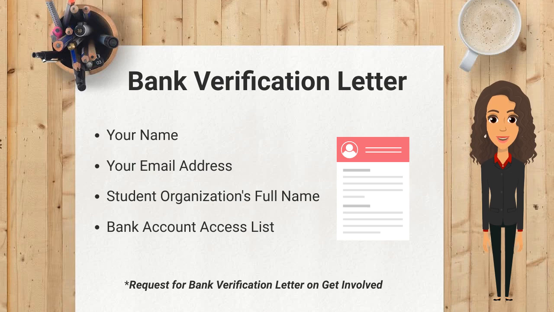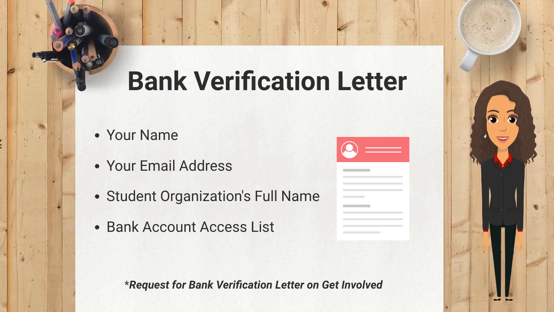Student Leadership and Engagement requires that student organizations provide the following information when requesting a bank verification letter. Your name: you will need to provide your legal name. Your email address: we recommend providing an email address that is connected with your student organization so that future leaders can access the bank verification letter.